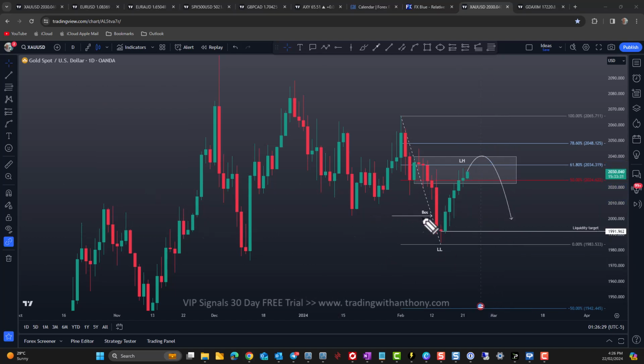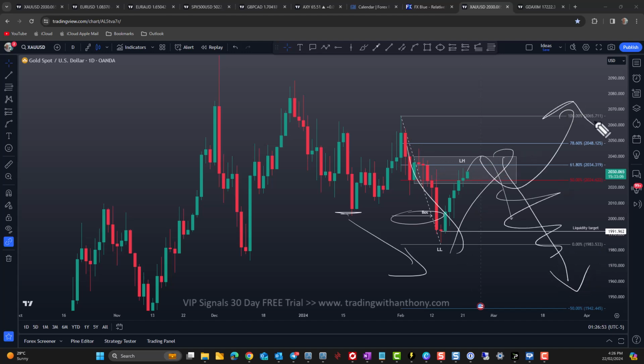Here we are, break of market structure. This low was compromised, so we have the break of market structure here. So everything is lining up for a potential continuation to the downside. There is risk involved. Can this turn around and trade north?